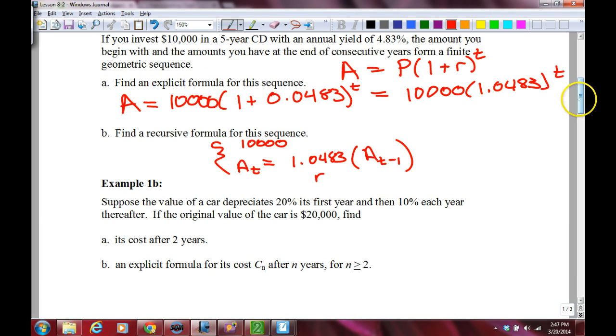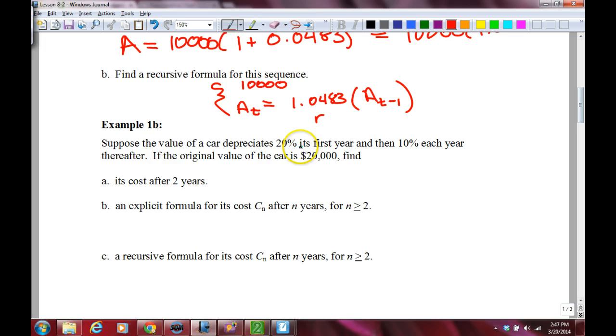1B talks about a car that depreciates 20% its first year and then 10% each year after. If the original value of the car is $20,000, find its cost after 2 years. So first of all, we want to find out what its cost is after 1 year. Okay, so let's do that first. So I'm going to take 20% of 20,000 and subtract that from 20,000, right? So 20% in decimal form is what? 0.20.